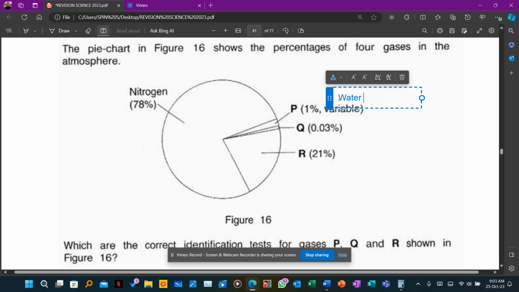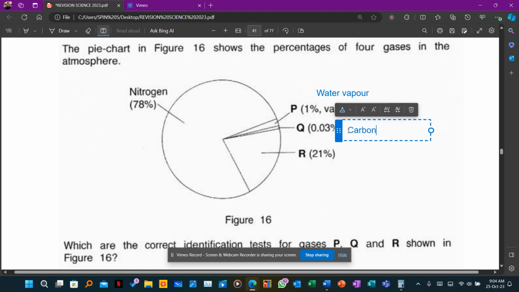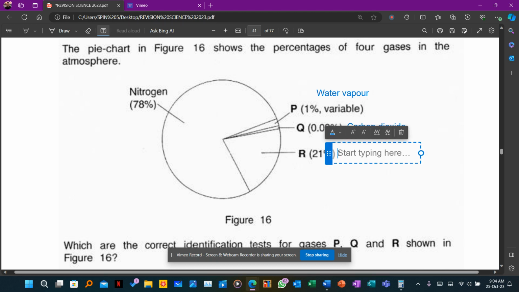One percent variable is water vapor, variable because it depends on the location. If you're close to an area with a lot of water, the amount of water vapor will be higher due to evaporation. If you're in an area like the city, there will be less water vapor. That's why it says variable here. 0.03% is carbon dioxide and 21% is oxygen. So please take note of this. If it comes up in exam, you're lucky because you watched this video.